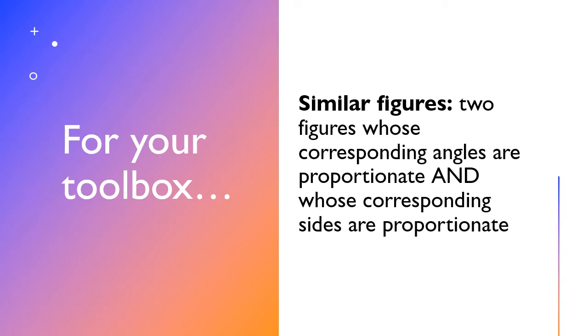So this brings us to our formal definition of what it means for two figures to be similar. We need both things to be true. Corresponding angles are congruent, and corresponding sides are proportionate. So again, the corresponding angles are congruent, not proportionate, because we can't have proportionate angles. Corresponding angles are congruent, and corresponding sides are proportionate. This goes in your toolbox as the definition of similar figures.